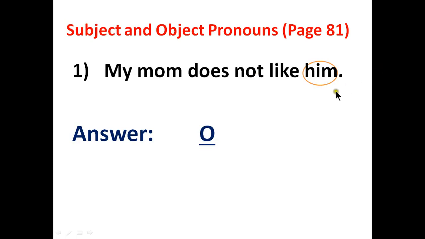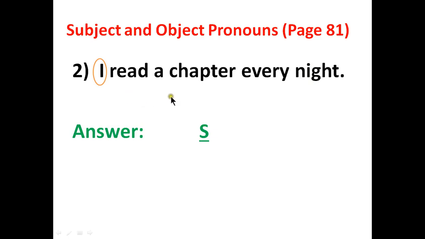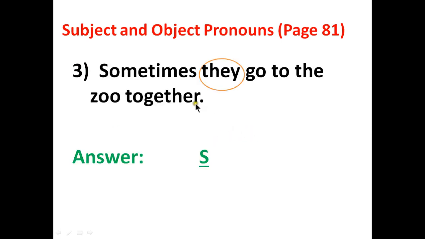Number 1, my mom doesn't like him. In this sentence, the object pronoun is him, that will be circled, and on the small line, please write capital O. Number 2, I read a chapter every night. In this sentence, the subject pronoun is I, you will circle it, and you write only capital S on the small line. Number 3, sometimes they go to the zoo together. Please circle they. It is a subject pronoun, and for this subject pronoun you will write capital S.